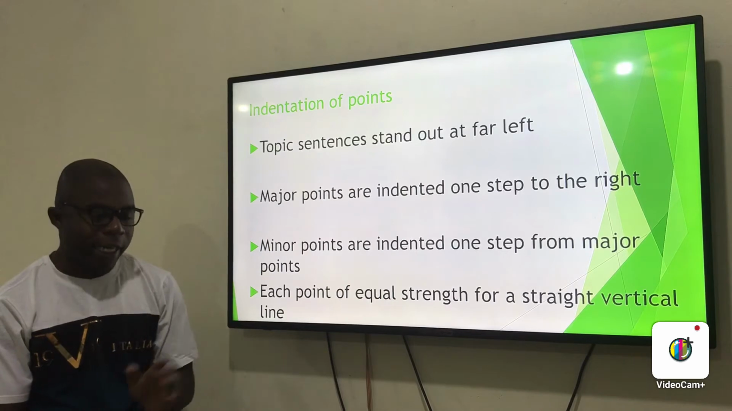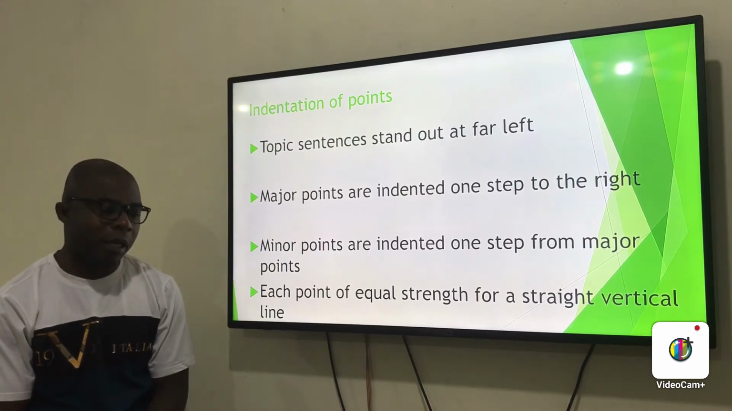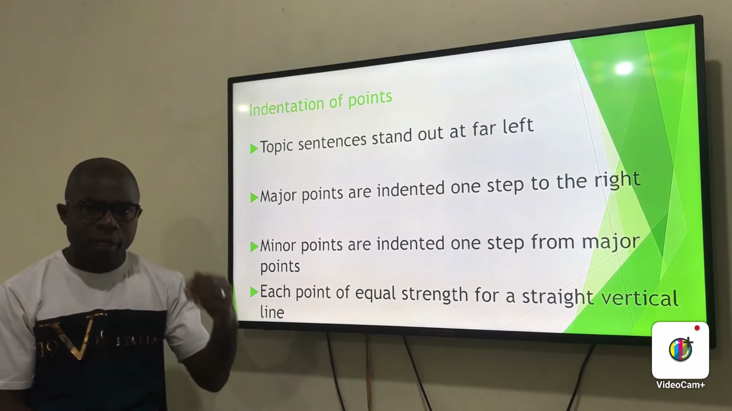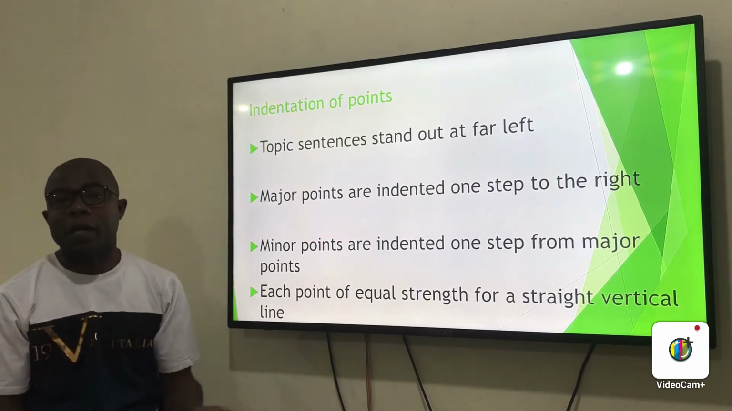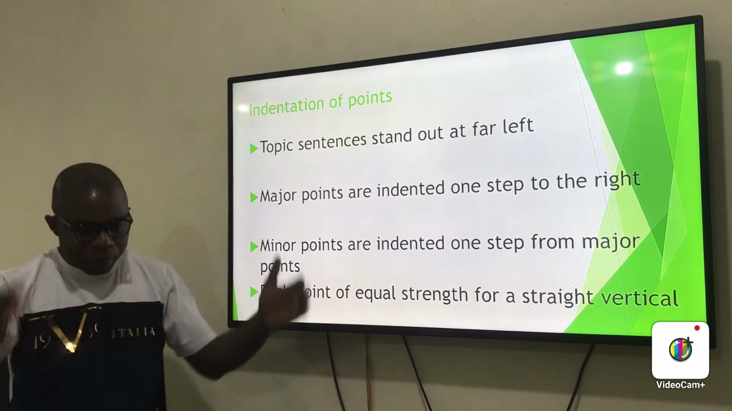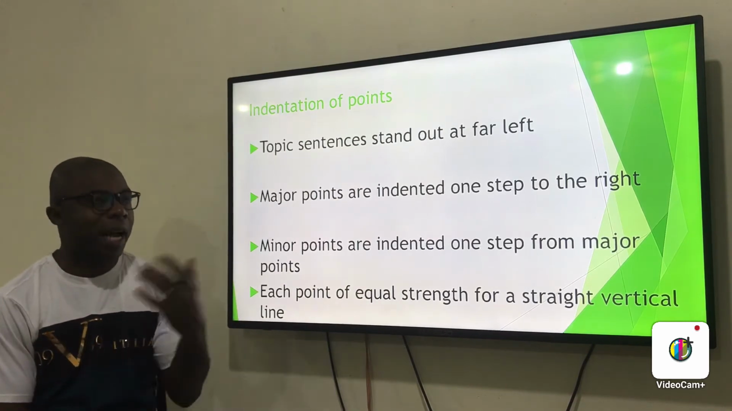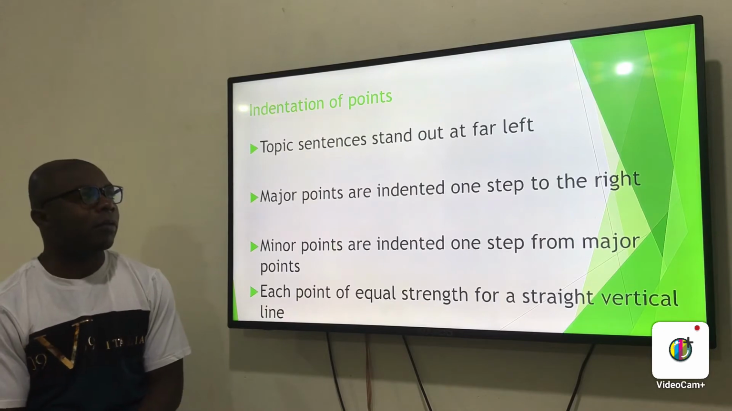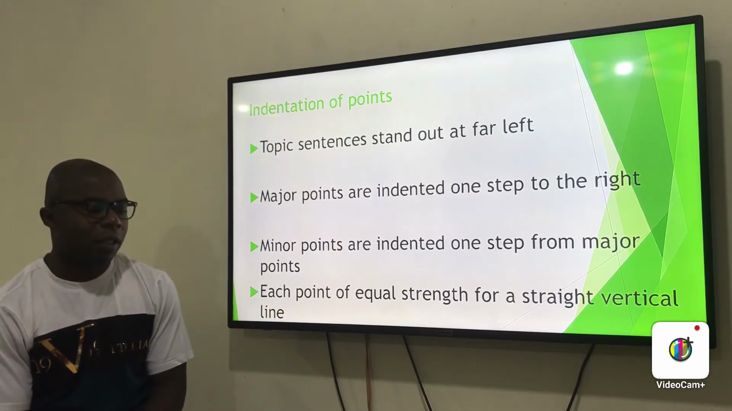So indentation is very important in outlining. Of course, it even helps you to be able to tell which point falls under which one. So the format, the beauty, also matters as much as the content is important. The format of your outline is important.